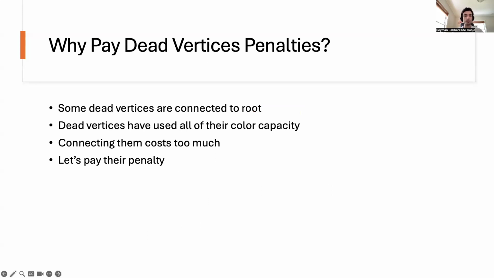I want to explain why we pay the penalty of dead vertices. If you remember, dead vertices were the vertices that have run out of their color. They have used all of their color. And the problem is that some of them may be connected in the optimal solution. This means that we have paid too much cost for connecting these vertices to the root. So we pay the penalty and we don't care about connecting them anymore.